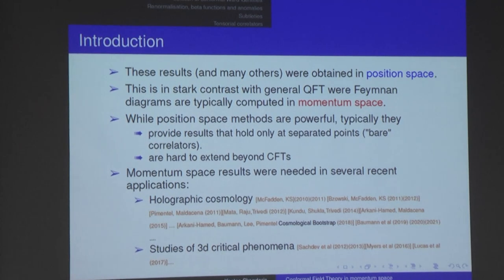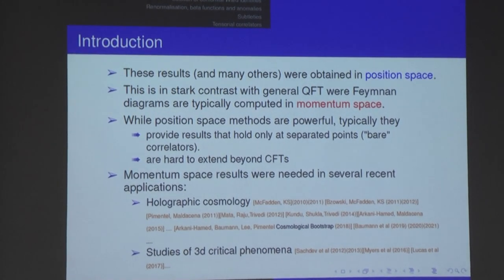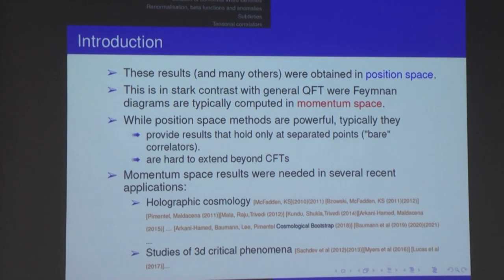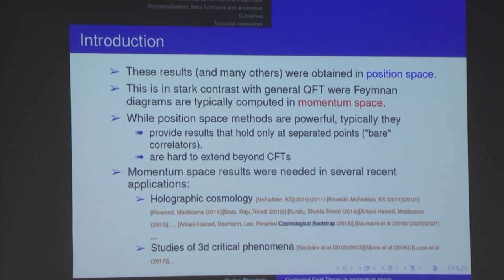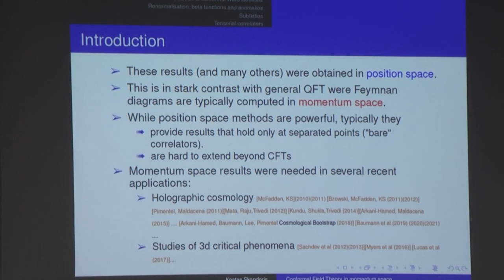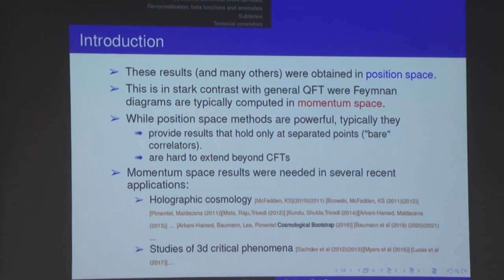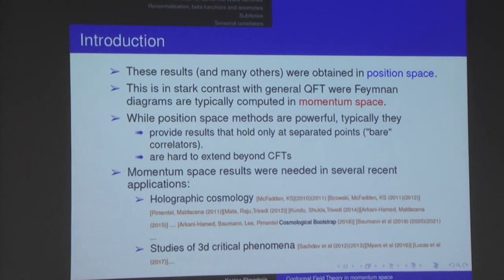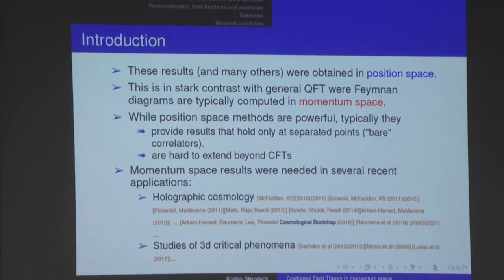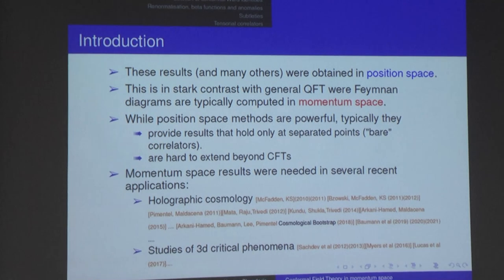While the position space methods are very powerful and led to all of these nice results, these results generically hold only at separate points. So in renormalization theory, you'd call these bare correlators. They still need to be renormalized. And because all of this was obtained in position space, and position space methods are not developed for quantum field theories away from the fixed point, they're very hard to extend beyond conformal field theories.